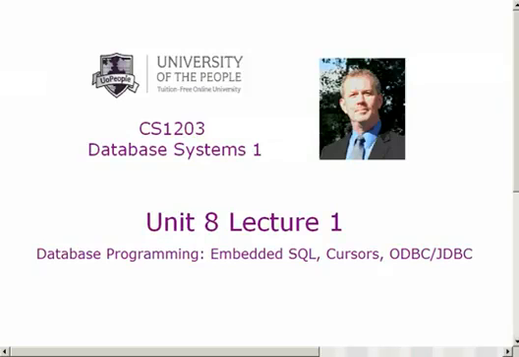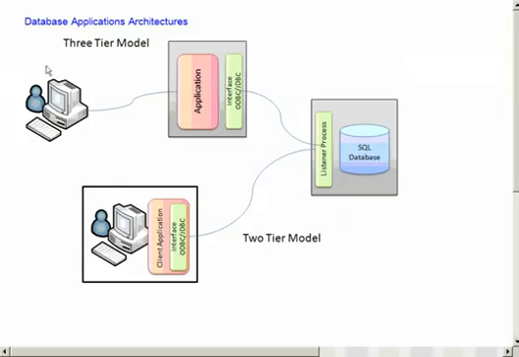Before we get into that, we want to take a quick moment to define a few terms and give you a view of how this typically works. Most of the time when you see database programming being done, it's implemented in one of two different kinds of models. One of them we're going to refer to as the two-tier model.